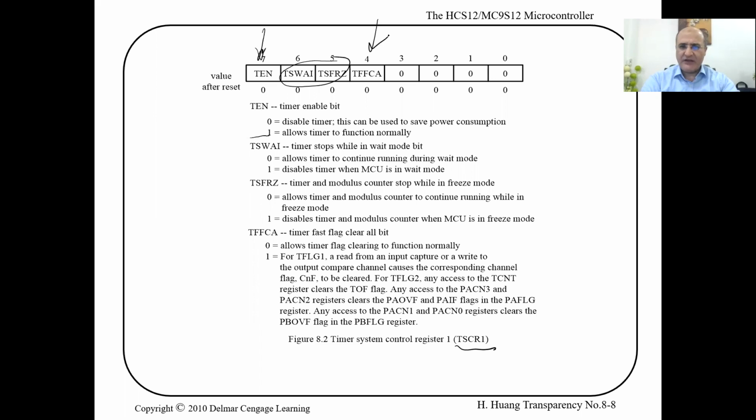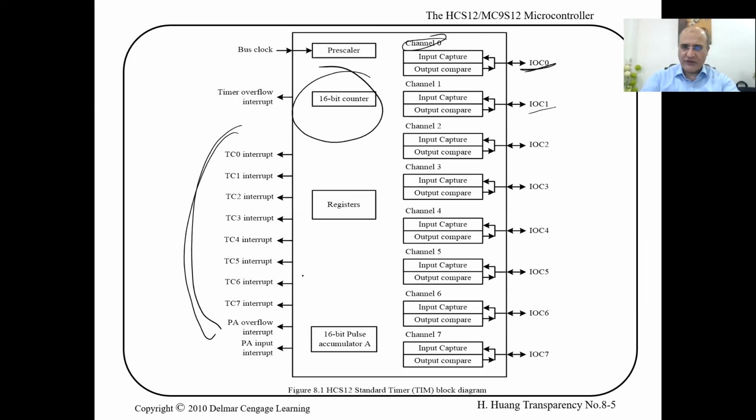What does fast flag clear mean? With 0, there is no fast flag clear, and you have the timer flags; in case of interrupts or whatever happens, you clear them manually. For fast flag clear, the explanation is here: a read from an input capture or a write to a compare channel causes the corresponding channel flag to clear. What are the channels we're talking about? These are channels 0, 1, 2, 3. Each one of them has an interrupt and a flag.